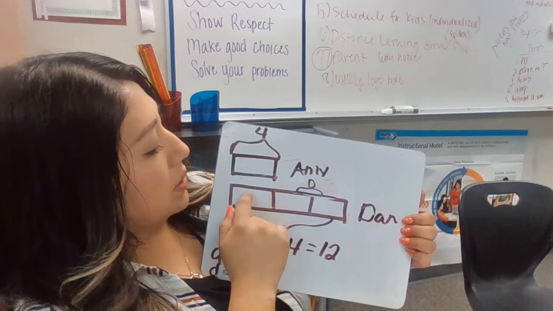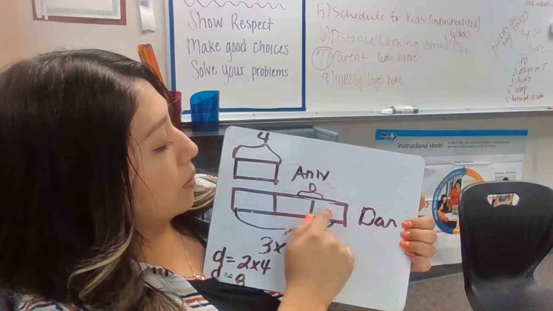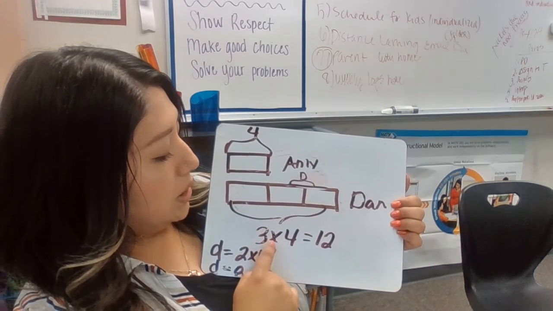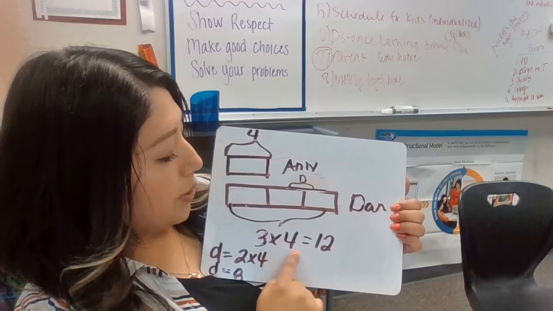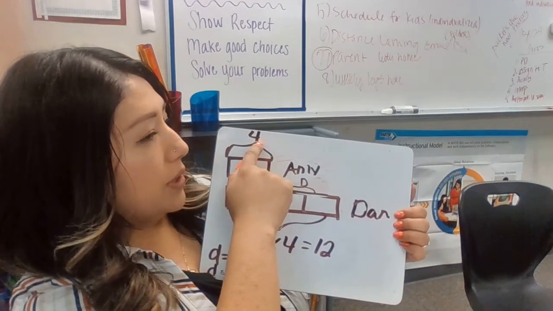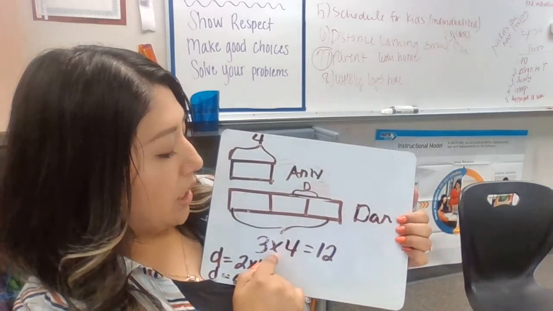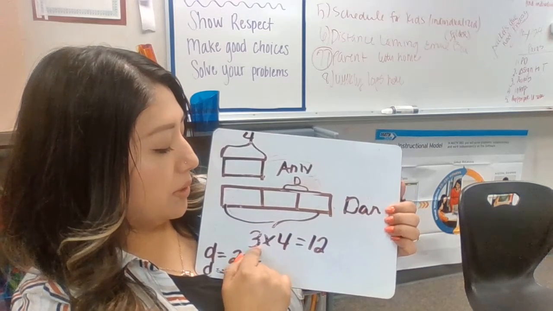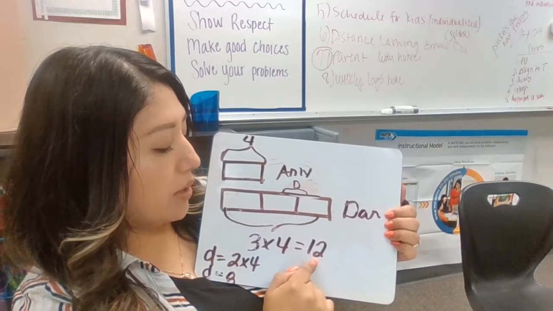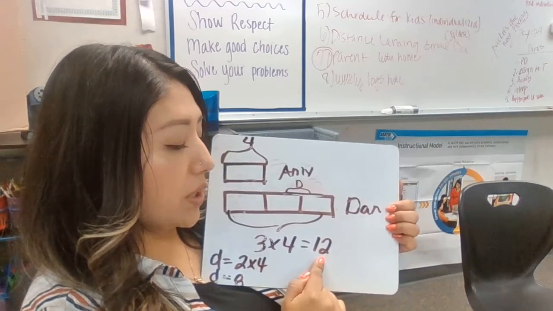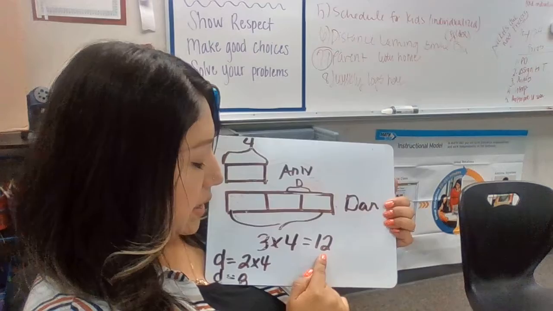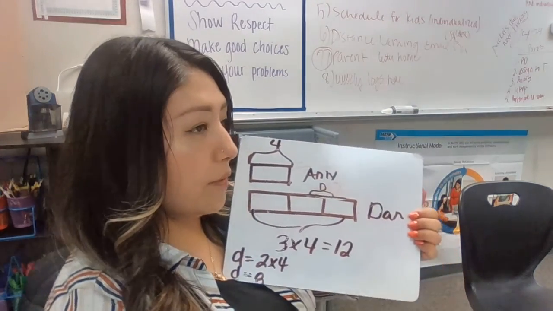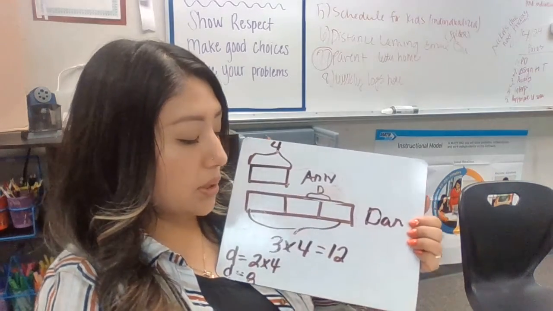And if you notice, this is 3 times more than what Amy posted. So I did 3 times 4, and the 4 I got from Amy's videos, and the 3 times I got from what Dan posted. So I did 3 times 4 equals 12, right? But that's still not our answer. Our question is asking us how many more videos does Dan post?